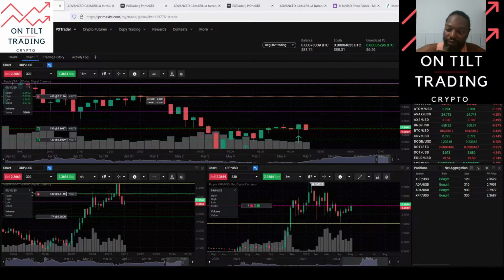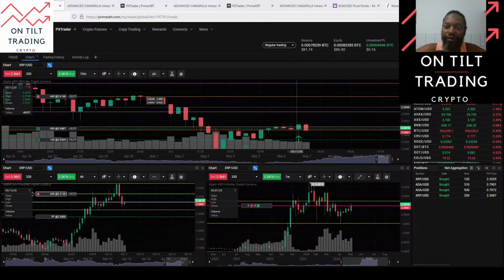There's going to be sell side liquidity right here under this wick, and I believe they're going to target that. And there's going to be sell side liquidity under this wick, and I believe any large institution would want to sweep this liquidity as well. So this is my overall trade idea, and we'll see how it goes.